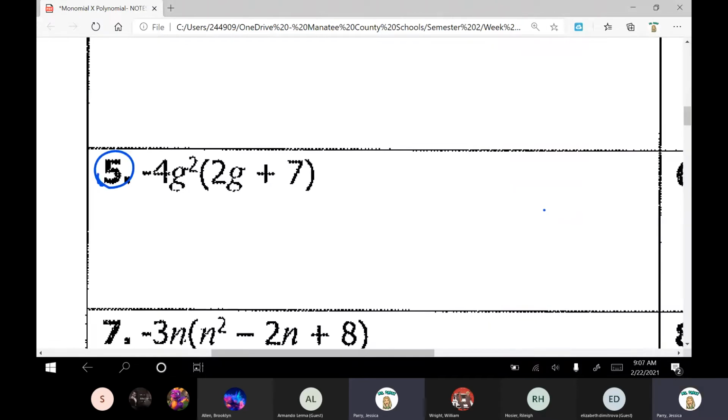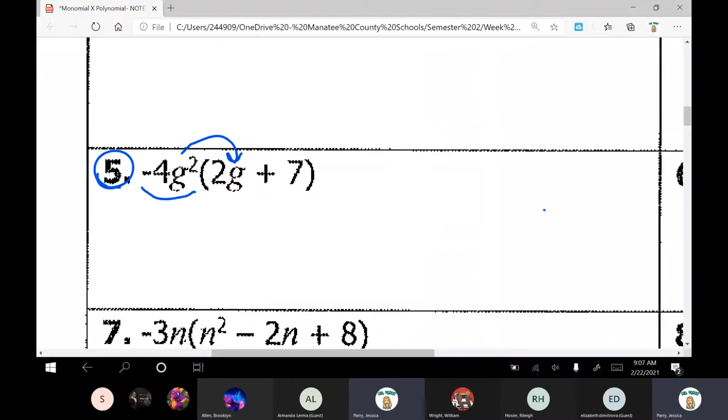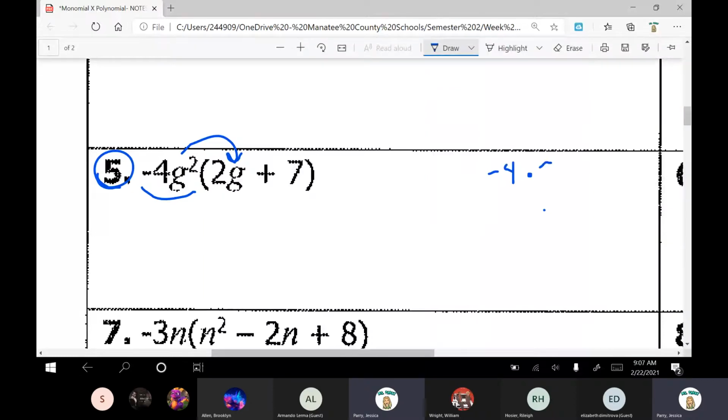Okay, so the next one, number 5. We have this negative 4g squared times the 2g and times that positive 7. So let's go ahead and do our first jump. This negative 4g squared times 2g. First, let's multiply the coefficients, the numbers. Negative 4 times 2. So then I get a negative 8.